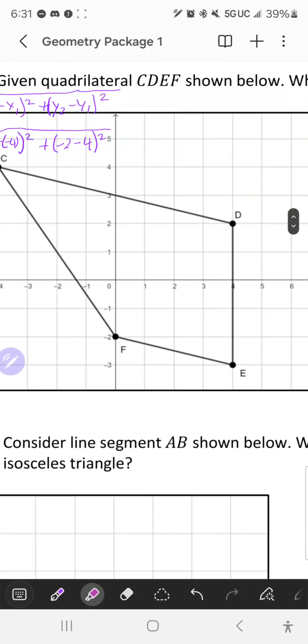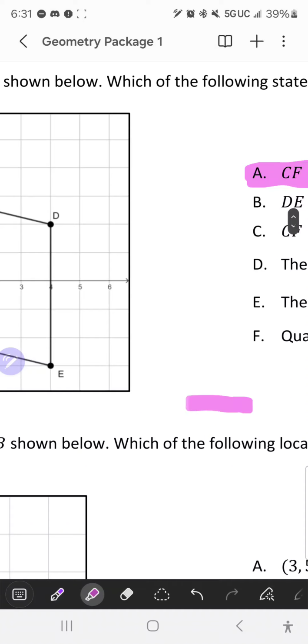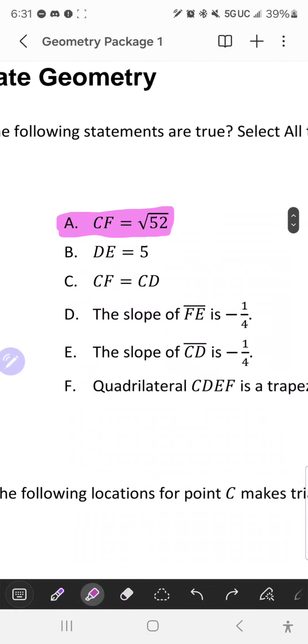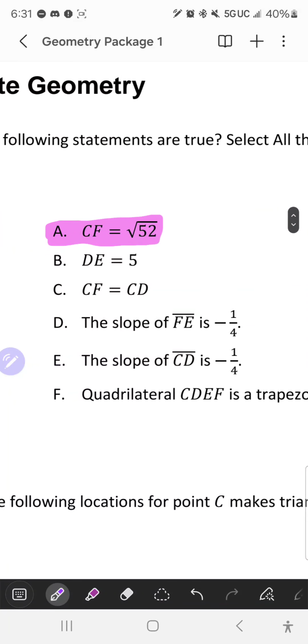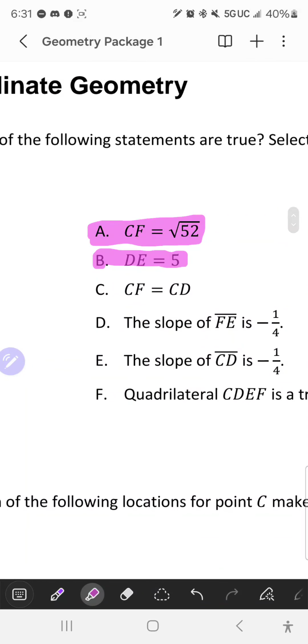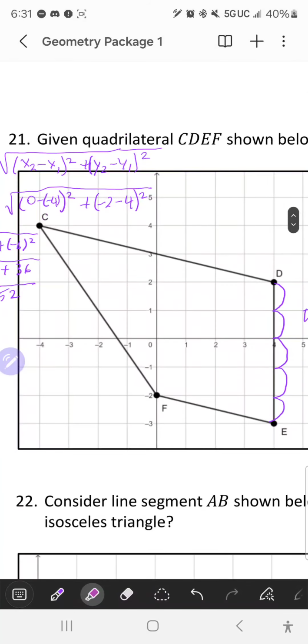Now DE is equal to 5. As you can see, we can use the distance formula, but this is an easy exercise that you can see by eye. You can just count. This is 1, this is 2, this is 3, this is 4, and this is 5. There is no x displacement, it's only y. It's a vertical line. So you can see that there are five squares. And so DE is going to be 5.